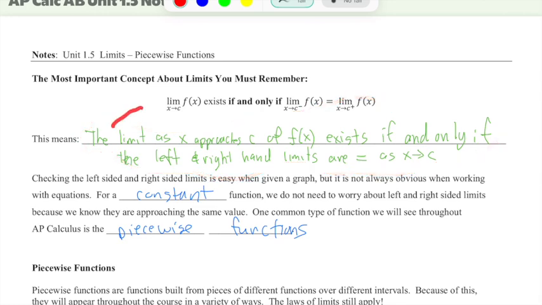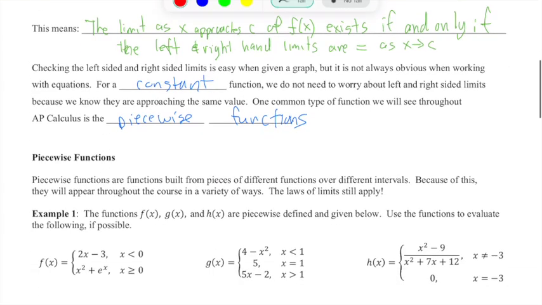That's what this statement says: the limit as x approaches c of f of x exists if and only if the left-hand limit and the right-hand limit are equal as x approaches c. Normally this is easy to do with graphs because you can see the values, but with functions it's a little harder. We're going to look at piecewise functions and see if the limit exists. If you could graph both of these equations, you would just check, but without that, let's see if we can use some algebra.